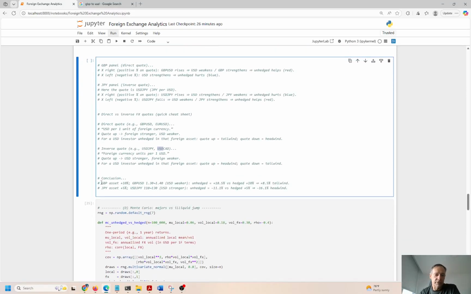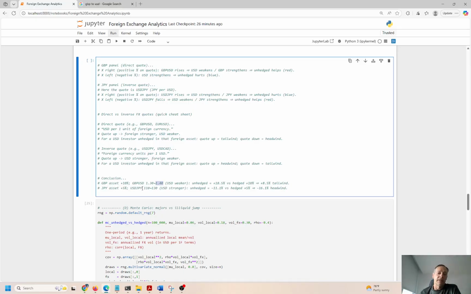So again, if GBP assets go up 10% and the currency appreciates from 1.3 to 1.4, the unhedged position is going to be 18.5%. The hedge is going to be up 10%. And you have a tailwind here, so you do have a small profit. It's this 18% minus this because the currency moved against you. Now it's getting more expensive, right? It went from $1.30 per Great British pound to now it's $1.40.